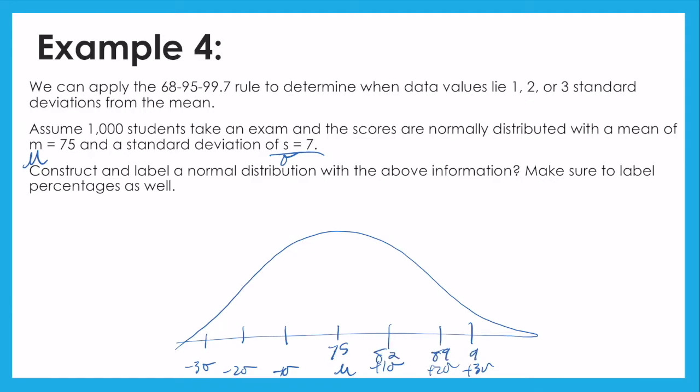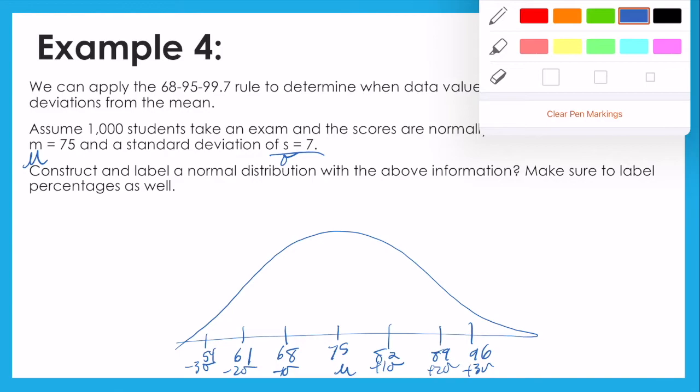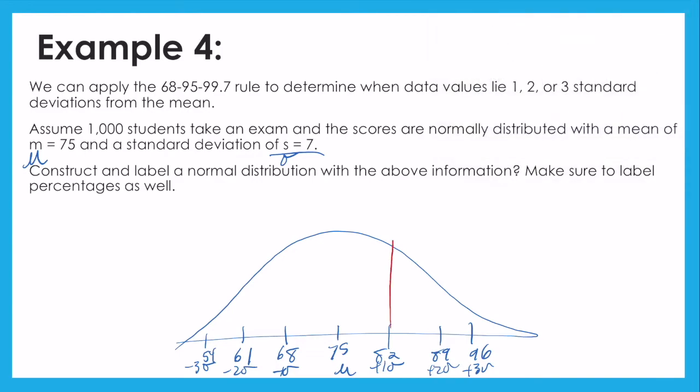I do the same thing below the mean, but now because they are less than the mean, I'm subtracting. 75 minus 7 is 68. 68 minus 7 is 61. And 61 minus 7 is 54. Yes, I did that right, 54. So now I want to label my percentages. So within 1 standard deviation of the mean, we have 68% of data.